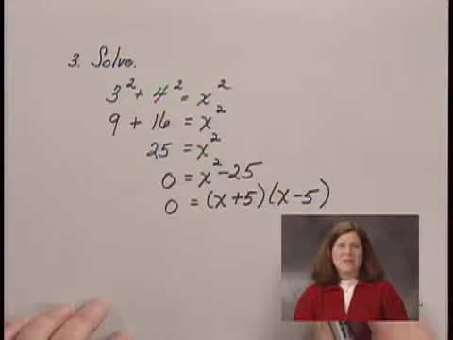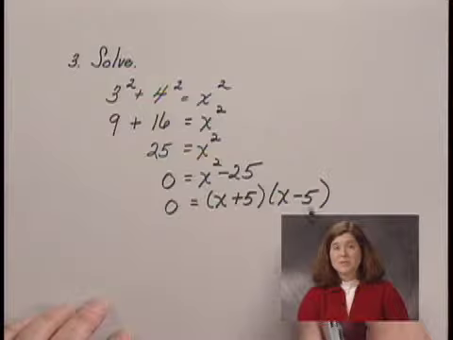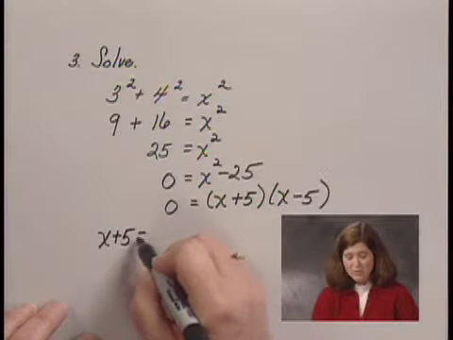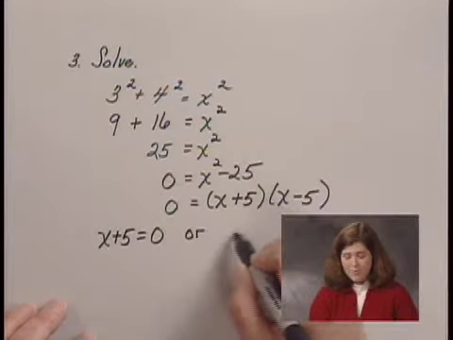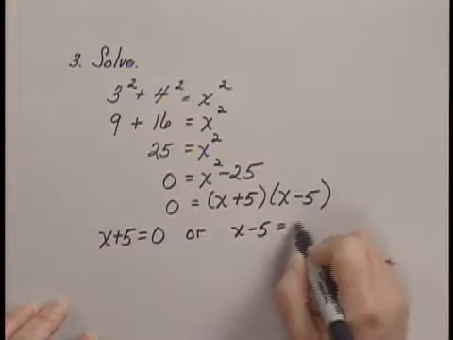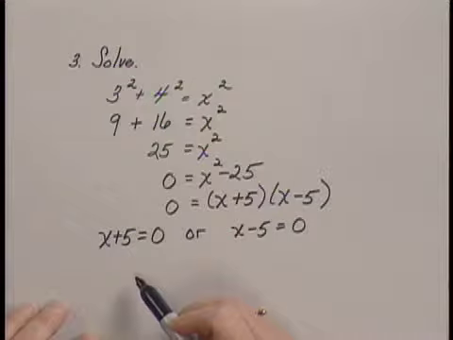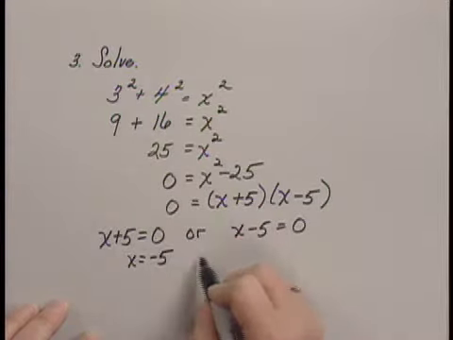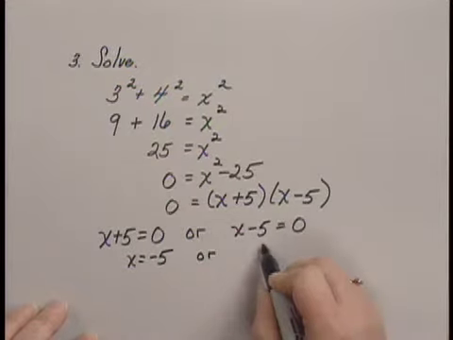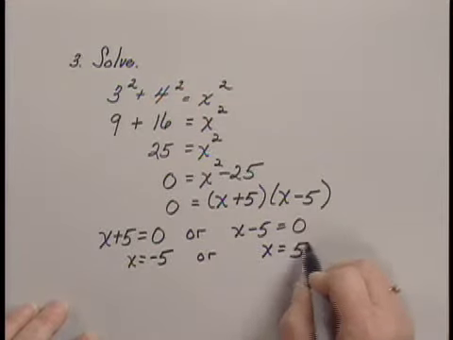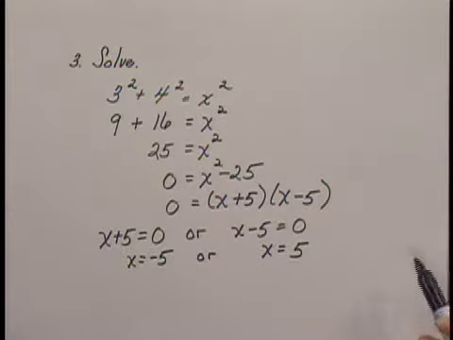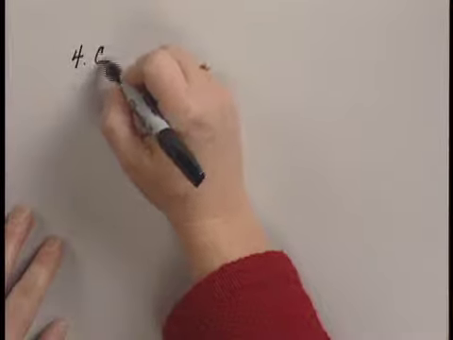Now we have a product that's equal to 0. Since the product is equal to 0, we know that either x plus 5 has to be equal to 0, or x minus 5 has to be equal to 0. We solve each of these separately. Here we have x equals negative 5, or over here we have x equals 5. We have two possible answers, so we move to our next step, step 4, which is to check the answer.